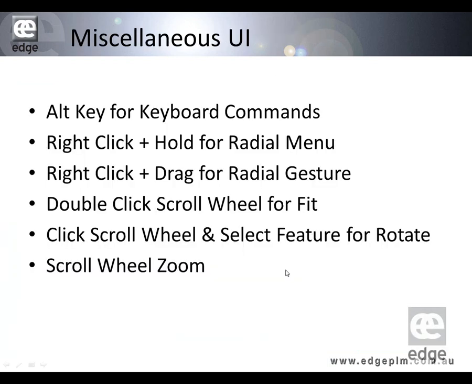Okay, we've got some miscellaneous user interface things that are probably really important to get out of the way up front, because some of these things you'll be aware of, some you won't be, and there's no other heading for them, I'm afraid, except miscellaneous. Okay, we've got Alt key for keyboard commands, right click and hold for radial menu, right click and drag for gesture, double click scroll wheel for fit, scroll wheel and select feature for rotate, and scroll wheel zoom. What does all this mean? Let me find out.